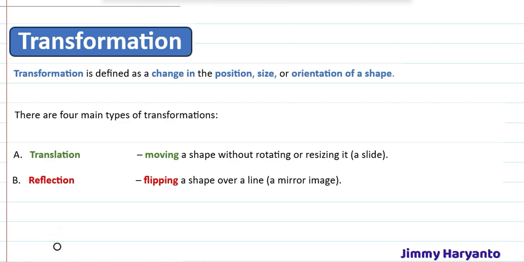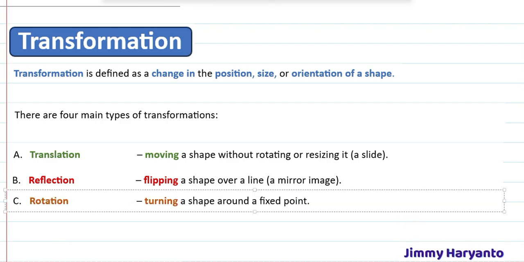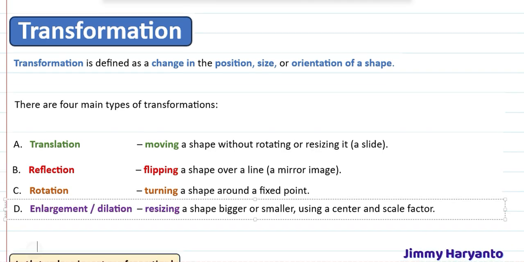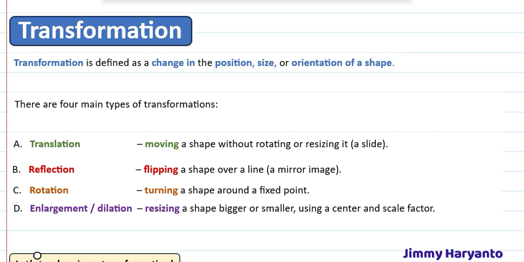And then reflection. The second type of transformation is a reflection. Reflection means you have to flip the shapes over a line or maybe a point. And then next is rotation. Rotation is turning a shape around a fixed point. And then the last one is enlargement or dilation. This one is resizing the shapes bigger or maybe smaller using a center and also a scale factor.